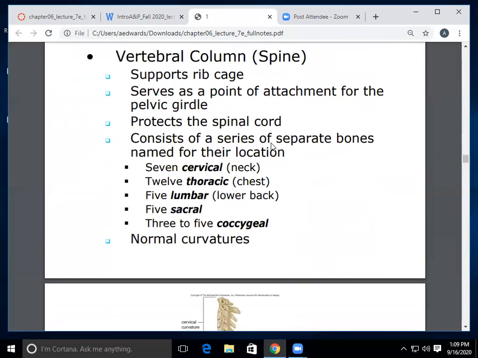Your vertebral column provides support for your rib cage, and it serves as a point of attachment for your pelvic girdle. And that's basically your hip bones, right?